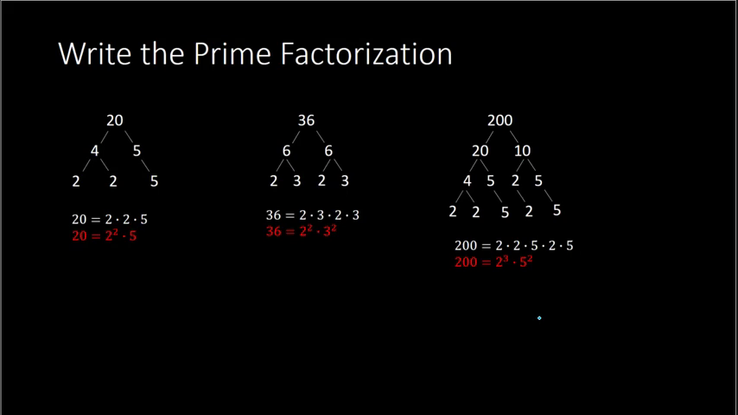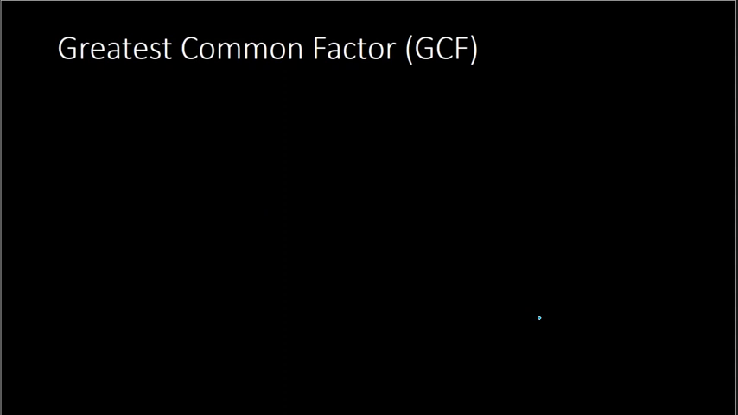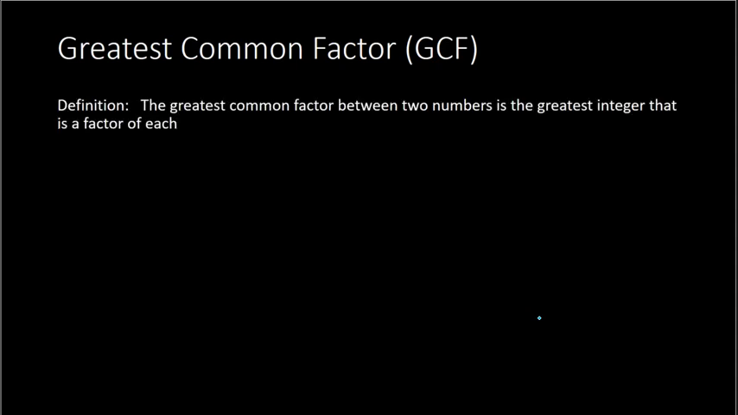Now in a moment, we're going to use this idea of prime factorization to find what is called the greatest common factor. Now before we use that to find the greatest common factor, we need to understand conceptually what is the greatest common factor. What does that mean? So when we say greatest common factor, what we mean is we're trying to find the greatest factor that's in common between two numbers. Okay, so we're trying to find the greatest number that is a factor of each.